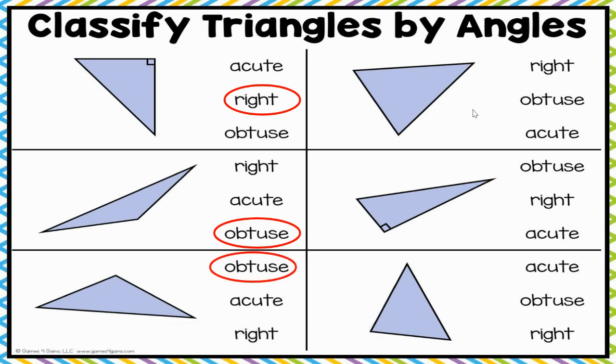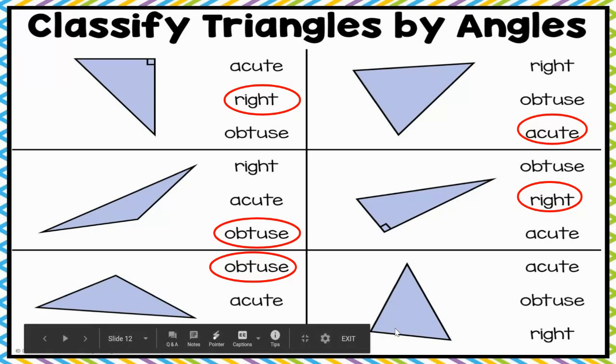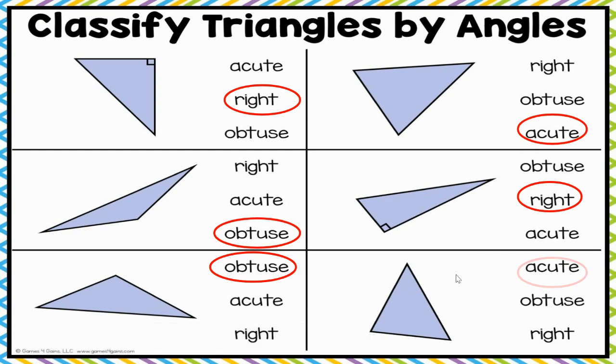This one has an angle that looks close to a right angle, but I don't see that little square in it. So I'm going to put my piece of paper in that corner. And that is a little bit smaller than a right angle, so it's an acute triangle. Here we have one that's exactly a right angle. That is a right triangle. And these ones right here, all 3 angles are smaller than 90 degrees, so it's an acute triangle.